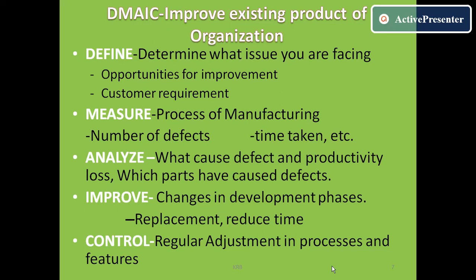Next is control, which is also known as management. If the product has been developed and handed over, then continuous maintenance of that product should take place, with regular adjustment in processes, and so on. So these were the five keywords in DMAIC.